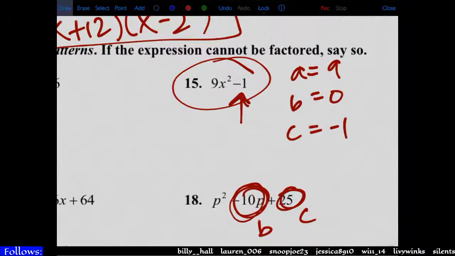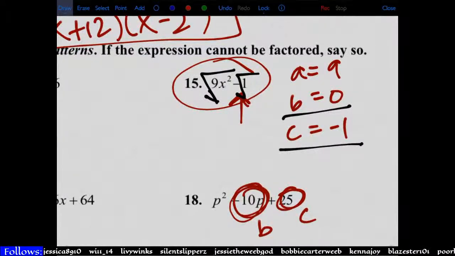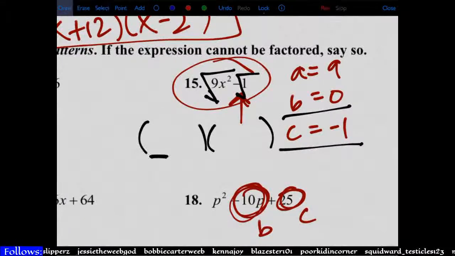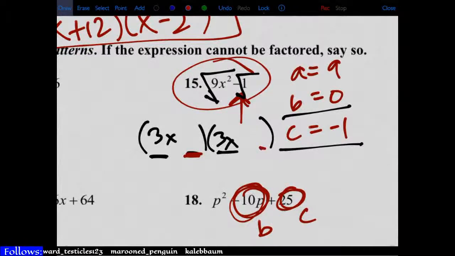So if B is 0 and C is negative, you can do the square root shortcut. You square root the first term, square root the second term, and that'll tell you your answer. Your first terms are the square root of the first term, so 3x and 3x. Your second terms are the square roots of 1, so 1 and 1. 1's positive, 1's negative, and you're done.